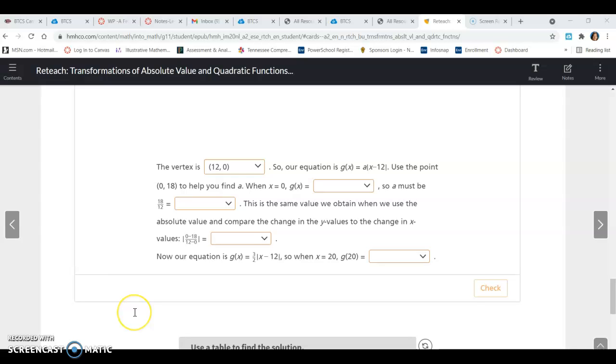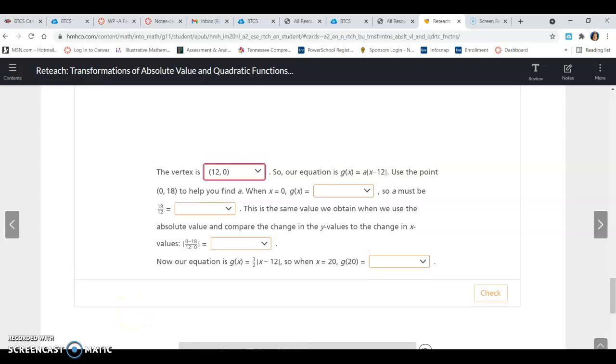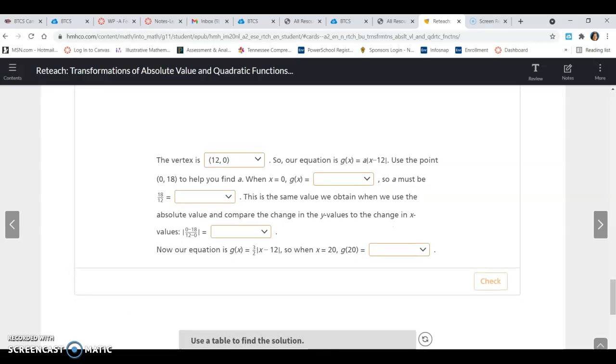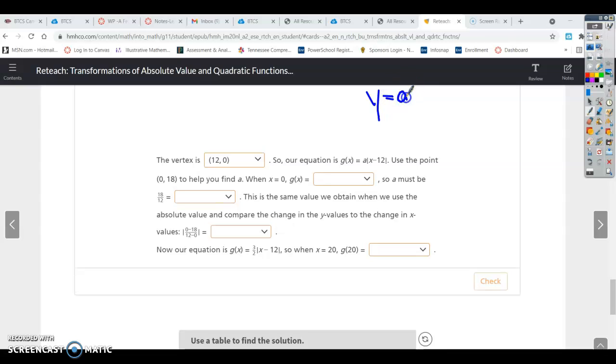All right, so it says the equation is g of x, which is the same as y equals a times the absolute value of x minus 12. And it says use the point 0, 18. So that's x is 0, 18 is y. So I'm going to plug in 18 equals a times the absolute value. This time our x is going to be 0 minus 12. And that way we can solve for a.